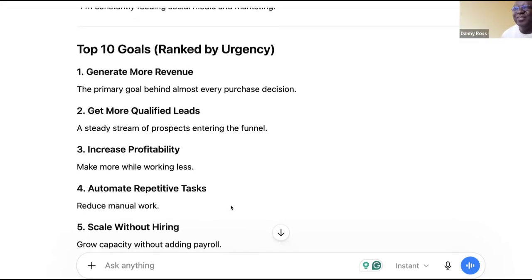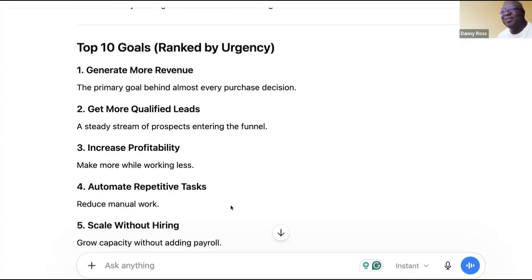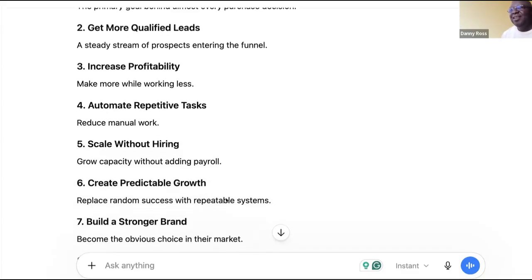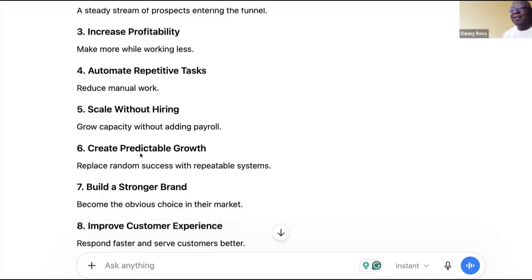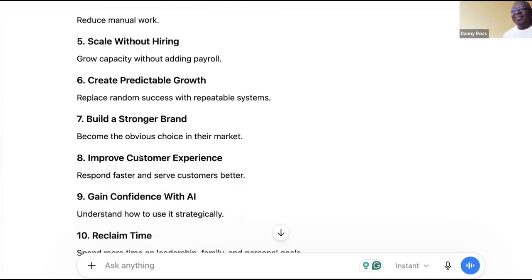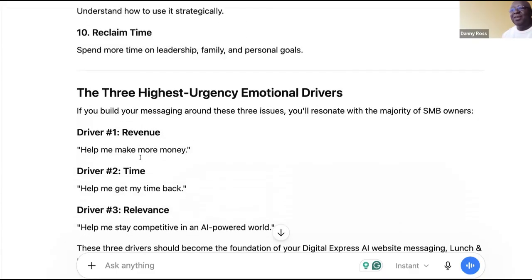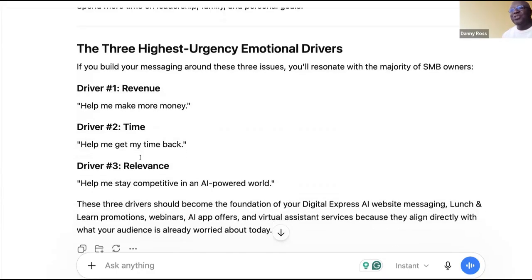So, what are their goals? Generate more revenue. Businesses that want to generate more revenue. By the way, if you're a nonprofit, this still applies to you because you want to generate more donations, more sponsorship. So, it's exactly the same. It doesn't really matter what type of business you're in. You get more qualified leads, automate repetitive tasks, scale without hiring. Obviously, AI is great for that. Gain confidence with AI. Three biggest urgency emotional drivers.